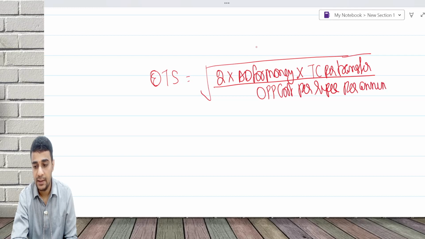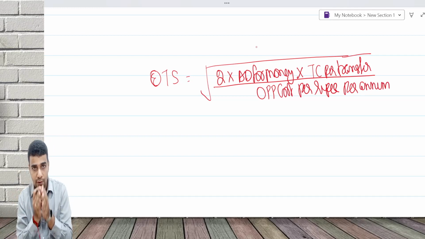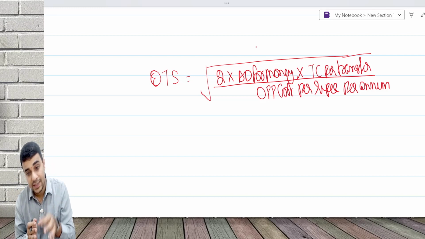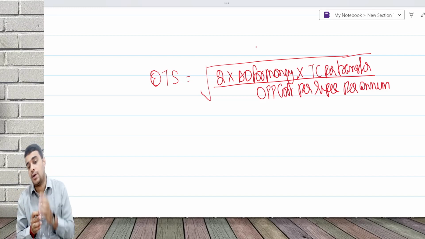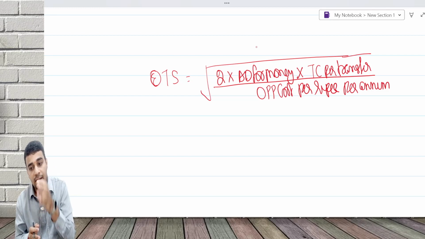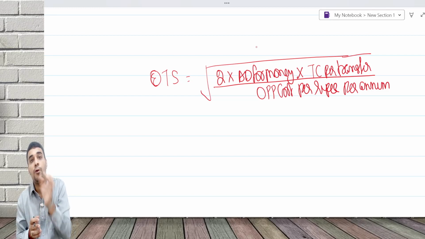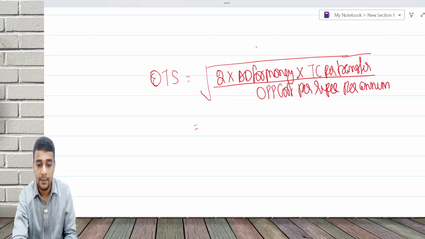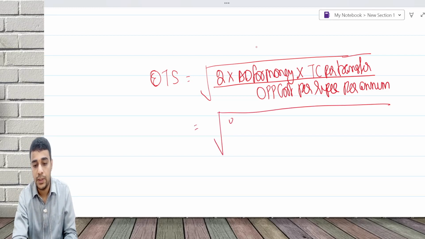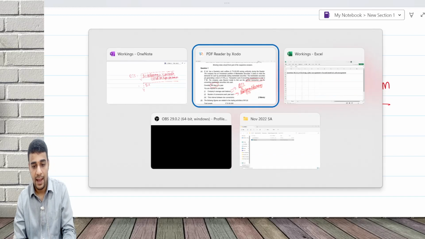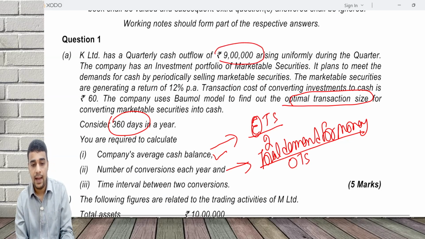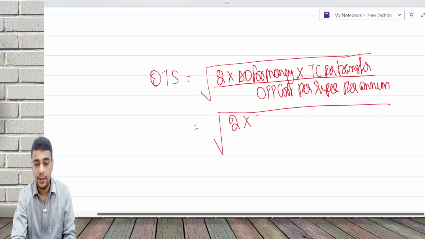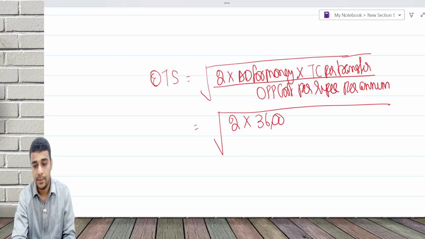I'm repeating the formula with the EOQ approach. Square root of 2 into annual demand for raw material, here it's called annual demand for money, into ordering cost per order, here it's called transaction cost per transfer, divided by inventory carrying cost per unit per annum, here it's per rupee per annum. Square root of 2 into annual demand. 9 lakh is the quarterly outflow. So 9 lakh into 4, 36 lakhs.